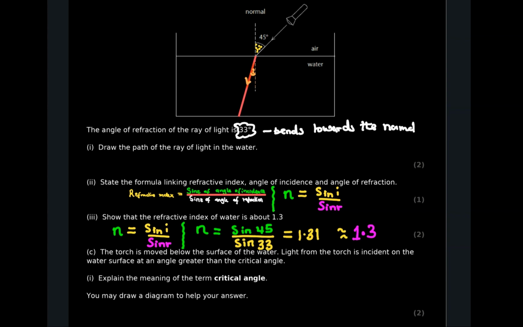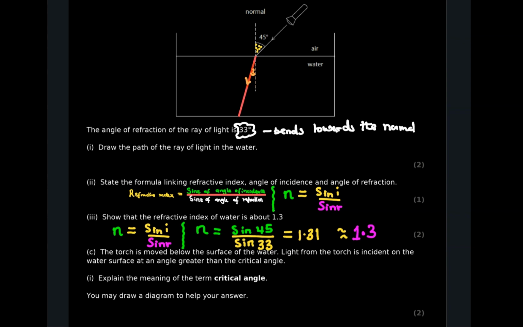The torch is moved below the surface of the water. Light from the torch is incident on the water surface at an angle greater than the critical angle. So if the torch is moved from its position and it's now directed from the water upwards, it means the ray of light will be moving from a dense medium to a less dense medium. And that's one of the conditions of total internal reflection. In this question, we are told that the angle of incidence in water is greater than the critical angle, so it means total internal reflection is going to occur at this particular point.